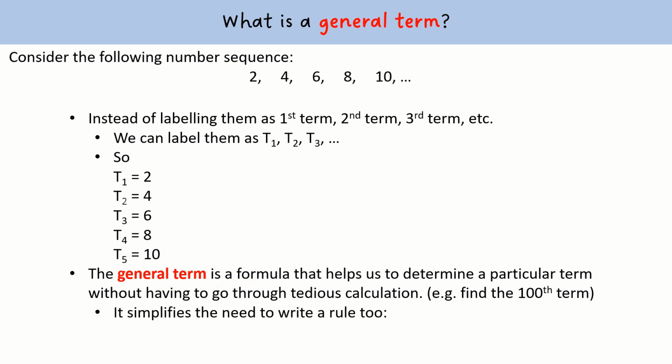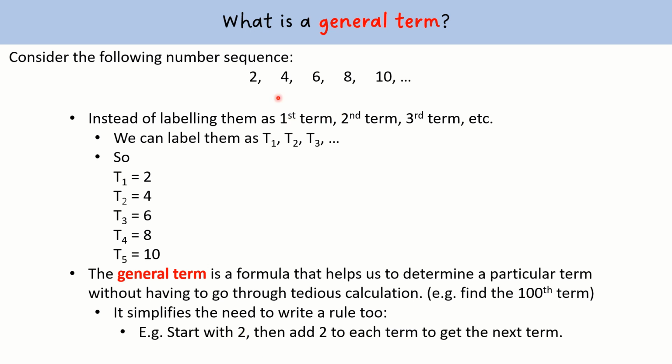Knowing this formula helps us to simplify the need to write a rule, because earlier on you saw how we have to write the rule, whereby we start off with the number followed by a written description of how it actually progresses from one term to another. Therefore, knowing a formula for a general term will help us to simplify that writing. For this particular case, we would describe it as: start with 2, then add 2 to each term to get the next term.